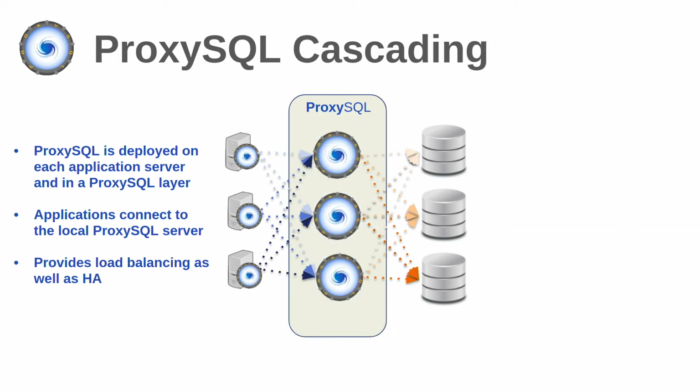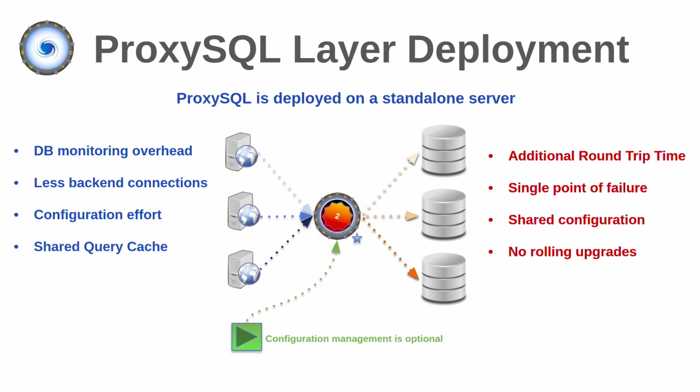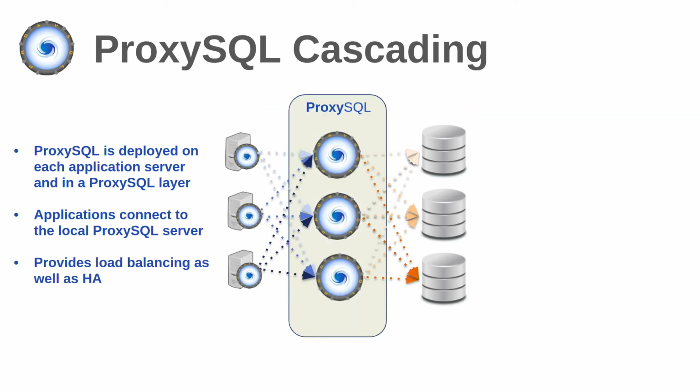A quite common setup instead is something else. Let me just make a note about this. What you can have here is actually to have multiple proxies in the middle layer, but this is a bit out of the scope of this session. Another deployment that is quite common is to have ProxySQL in the application server and as a middle layer.